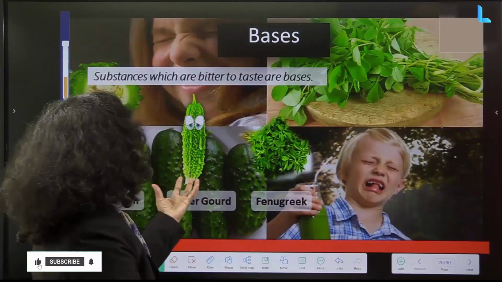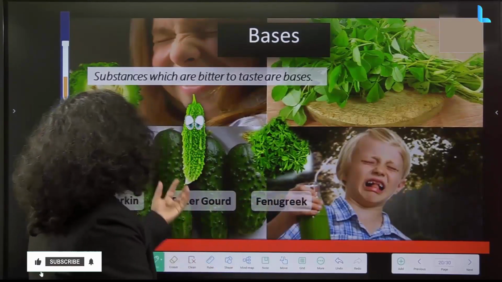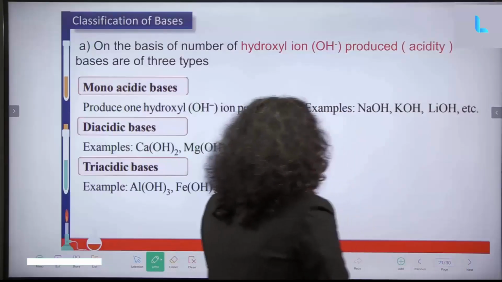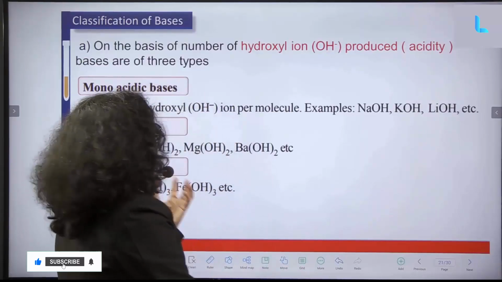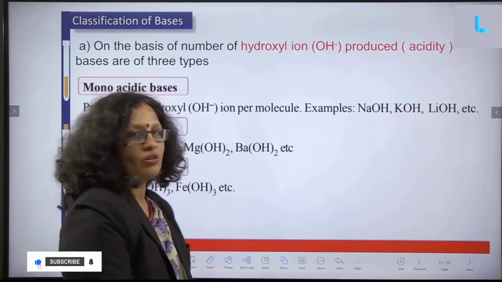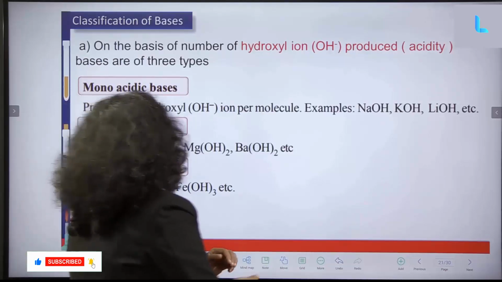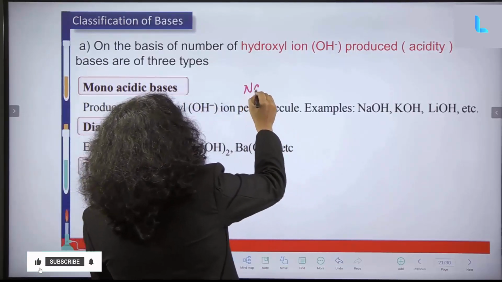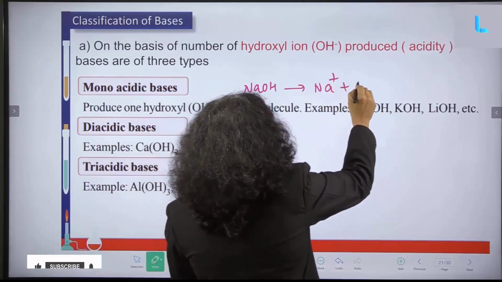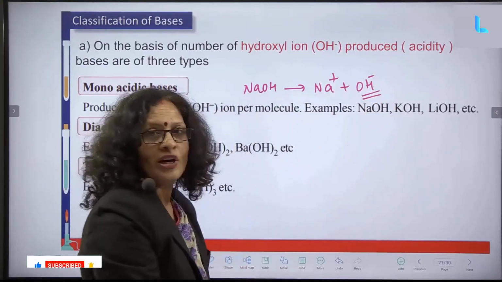Okay, now we can see bases. They are bitter to taste, like fenugreek is very bitter to taste, bitter gourd is very bitter to taste. So these are substances which have basic substances present. On the basis of the number of hydroxyl ions it gives, we can divide bases into monoacidic, diacidic and triacidic. Monoacidic means how many hydroxyl ions it is giving: Na+ plus OH minus, so 1 OH minus. So this is called monoacidic.